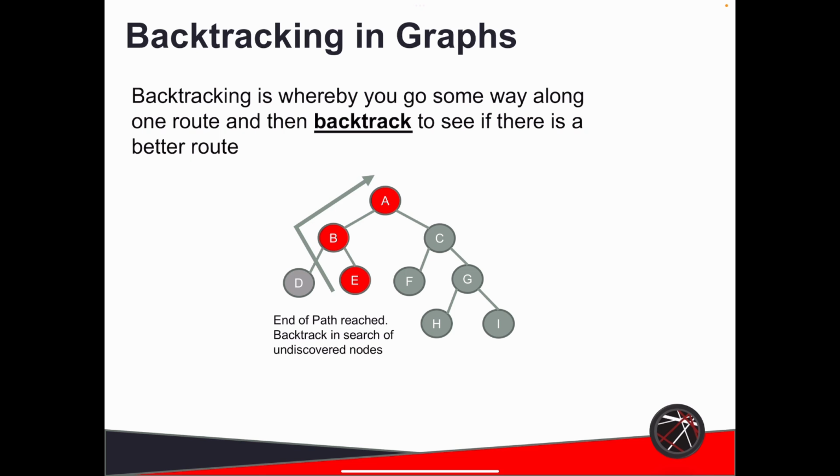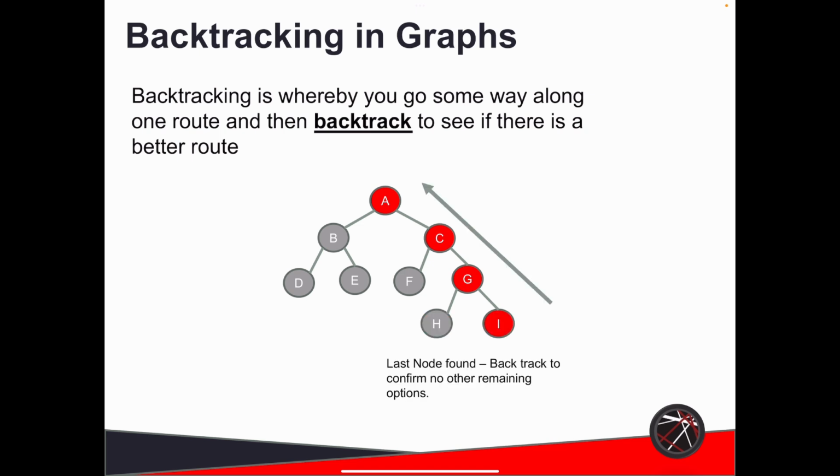Again, we've reached a dead end, so now we need to backtrack. So we're going to go E, B, A, and then we go down the other side. We're going to keep that process going. So C and then F. Then we'll go back to C, then we go to G, and then to H, and then back to G, and then to I. Once we've reached I, we still need to backtrack to confirm there are no other existing nodes to take, and therefore we're going to go back all the way to A, and we've now completed it.